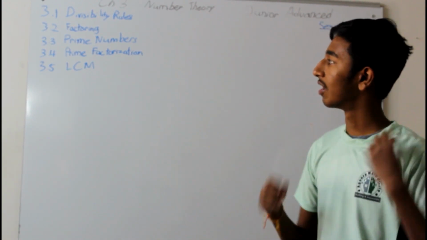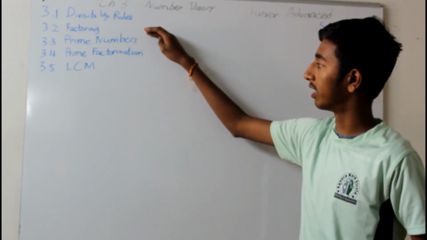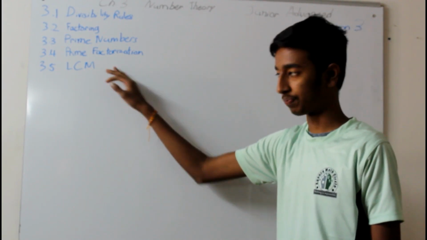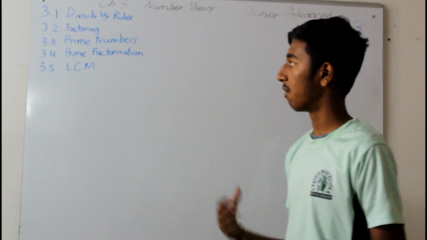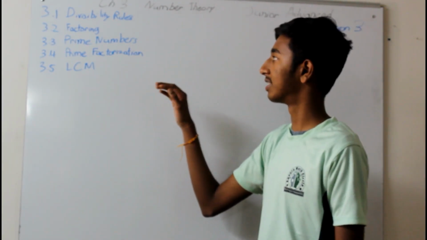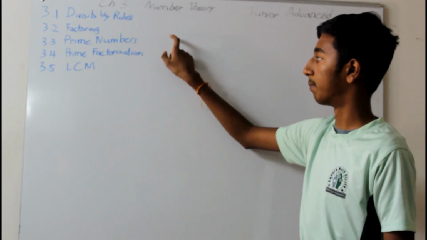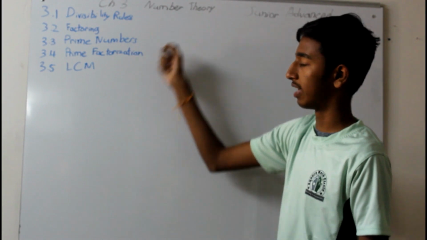So the topics that we'll be covering today are divisibility rules, factoring, prime numbers, prime factorization, and least common multiple. Now, for the sake of understanding, I've decided to go a little out of order on this list. I'm first going to cover divisibility rules, and then I'm going to jump to prime numbers, prime factorization, then go back to factoring, and then cover LCM.